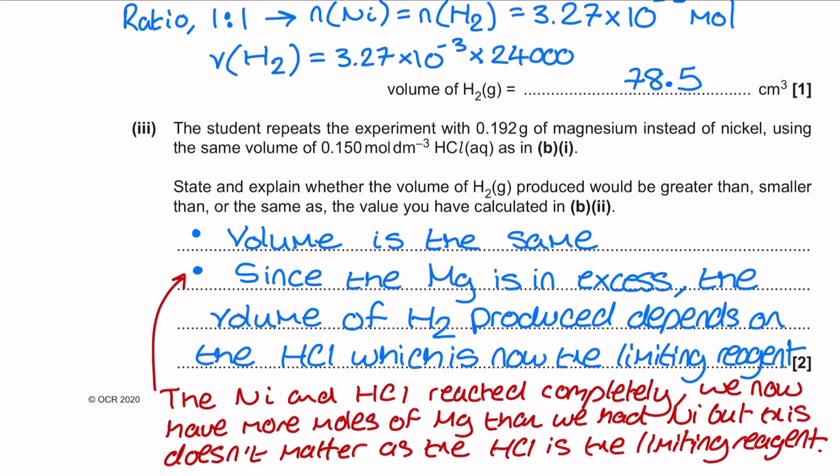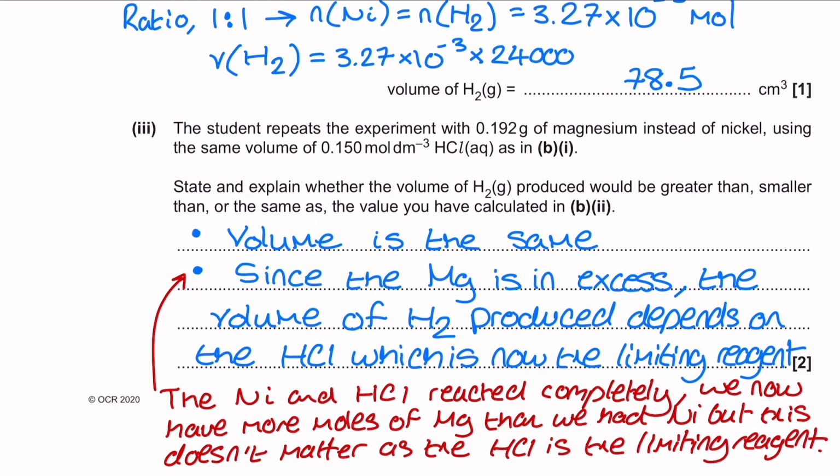So you might think that's going to affect the outcome of the experiment. But we're told that we're using the same volume of HCl, and it's at the same concentration as an earlier part of the question. Now, what we calculated earlier was the exact amount, the volume, of HCl required to react completely with the moles of nickel. If by tweaking the amount of magnesium to increase its moles, we think there's going to be a change in the amount of hydrogen gas produced, we are wrong. The volume of hydrogen gas produced is going to be exactly the same.